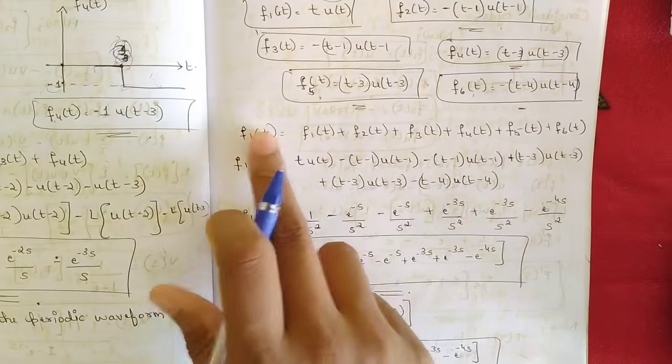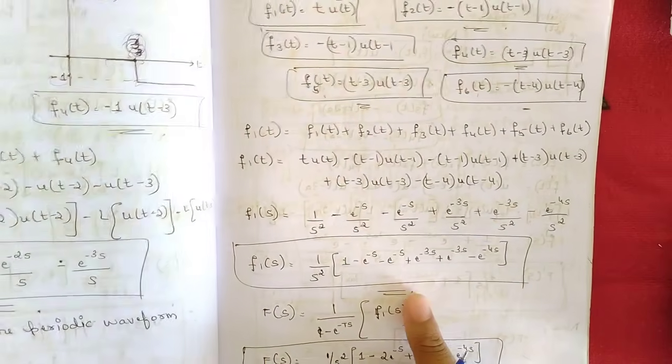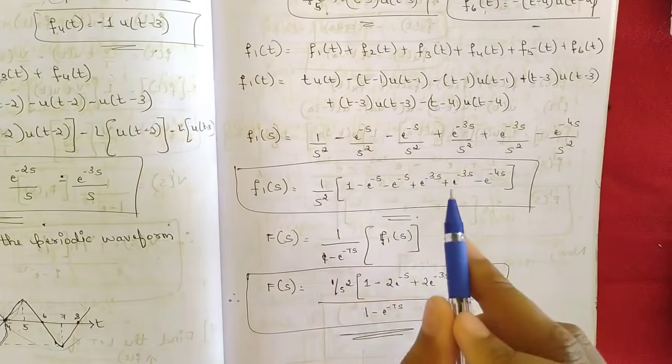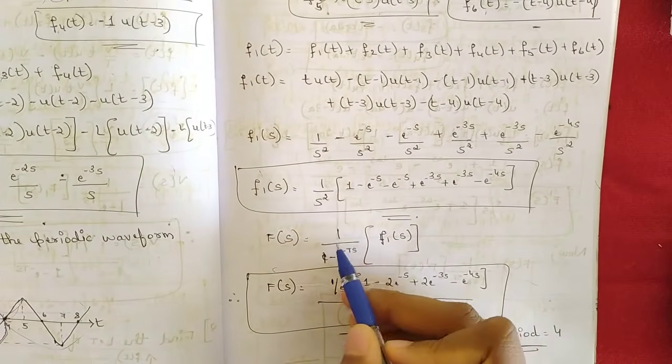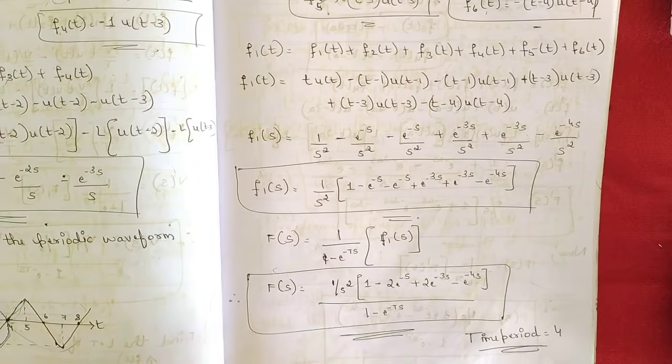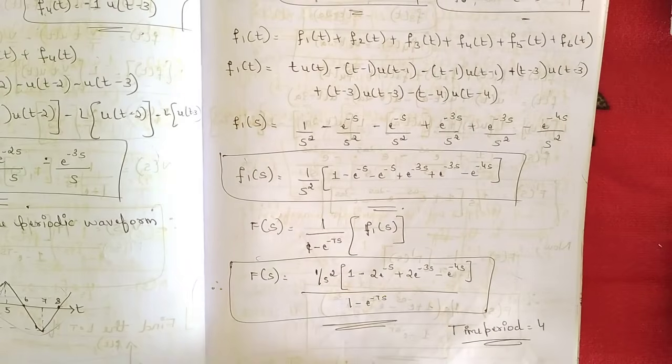Then nothing much: add all of them and get the Laplace transform, name it as F1 of s or F dash of s, and whatever answer we got here we should multiply with 1 divided by 1 minus e to the power minus Ts and write it as the final answer.